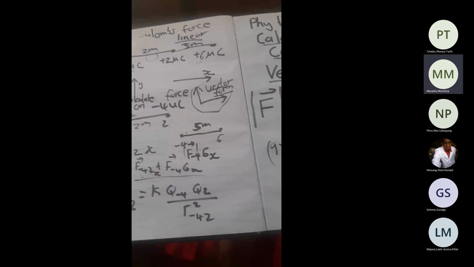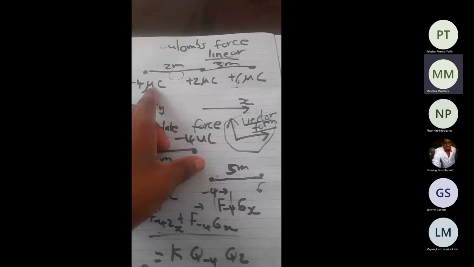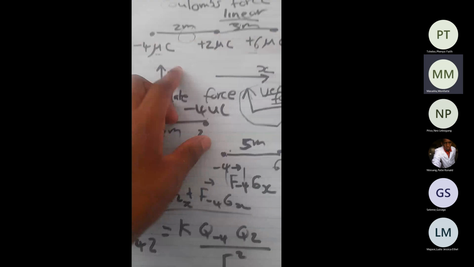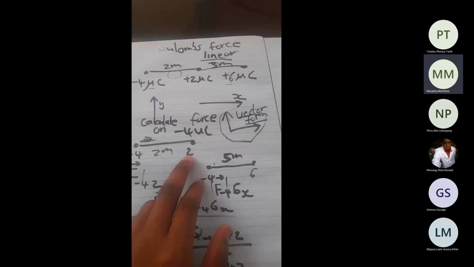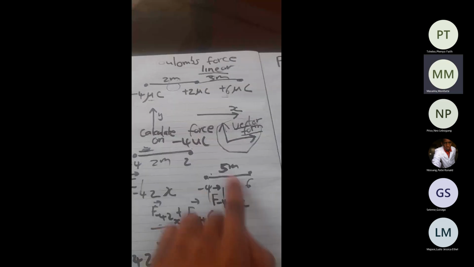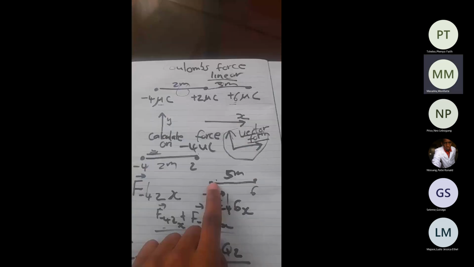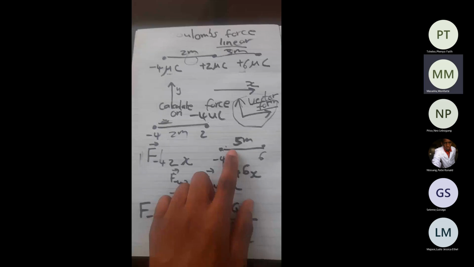It is our negative charge. So the question can say, calculate the force on the negative charge, and there's only one negative charge there. So we write negative 4 to 2, and we look at the distance between them. And we write negative 4 to 6. The distance between negative 4 and 6 is 5, because we add these 2 meters and these 3 meters, and you get 5.